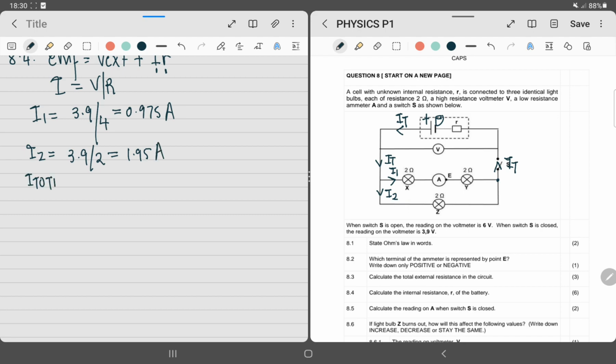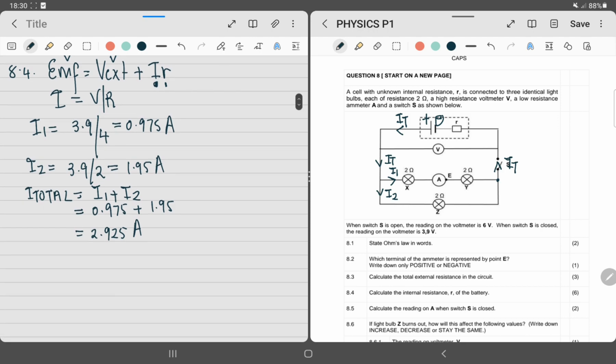The total current should be equal to I1 plus I2. This is 0.975 plus 1.95. So the total current should be 2.925 amperes. So now we have the total current, we can find the internal resistance. The EMF is 6. V external is 3.9. The total current is 2.925 multiplied by the internal resistance. So this is 6 minus 3.9 over 2.925. I'm getting 0.72 ohms.